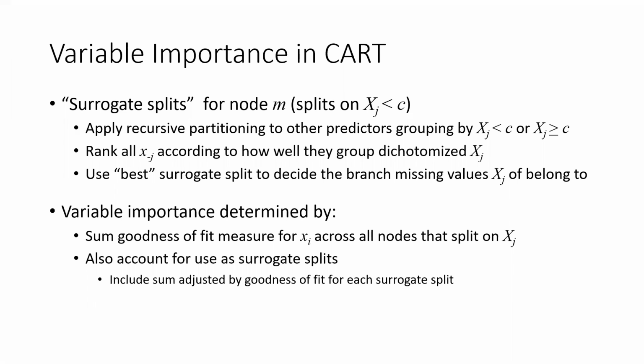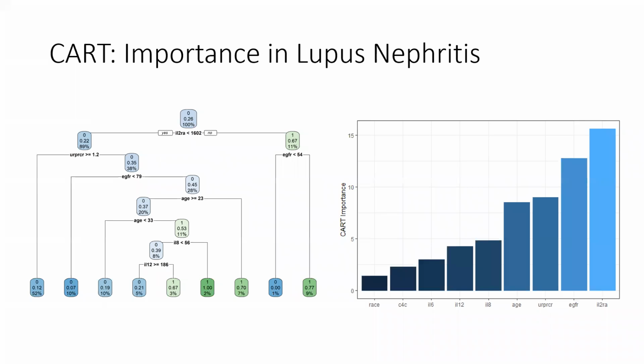Now, what this does is it allows you to get importance for variables that aren't included in the tree. So looking at our example in lupus nephritis, of course, our first line of defense, we have a tree. So here's our tree that we built. We start by splitting on IL-2 or alpha. Going down the left branch, we split on urine protein to creatinine, then on eGFR, then on age several times, then on IL-8, then on IL-12, and we get predictions at the bottom. Going to the right branch, we split just on eGFR.